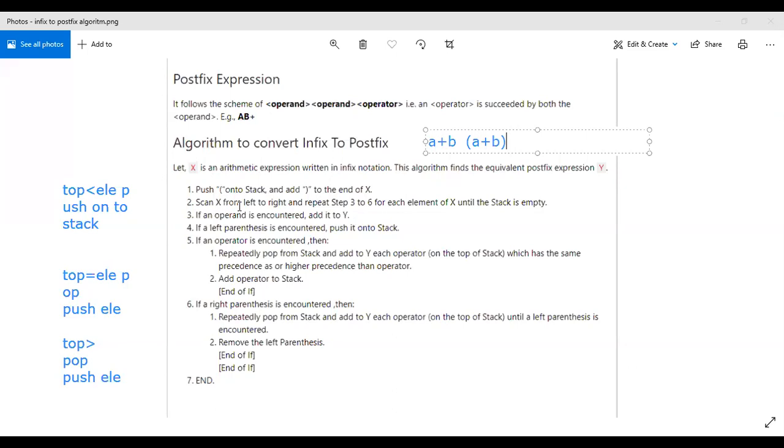Next, scan X from left to right. Which is X? We said X is the expression. X is the infix expression that was given, and Y is the output expression that I will get when I convert the infix to the postfix expression. So you can see here, Y is nothing but the postfix.